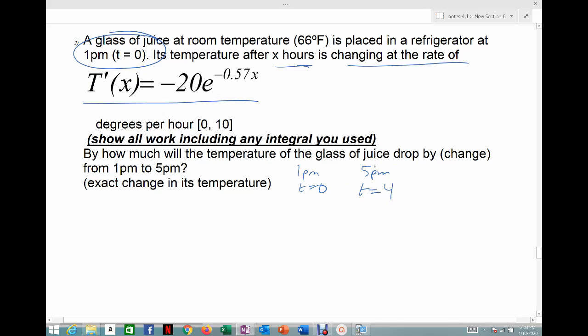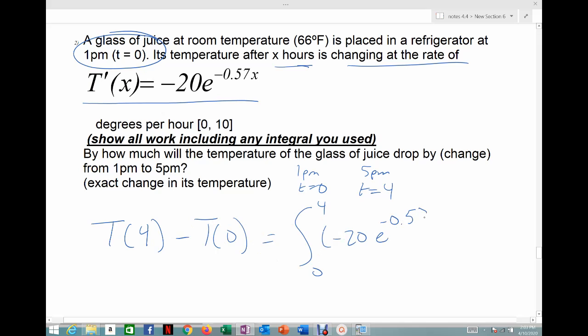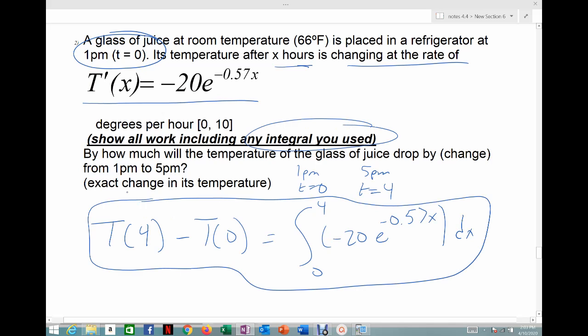5 p.m. is 4 hours after that. So I'm looking for the change in temperature over the first 4 hours it was in the refrigerator. So the change in temperature from 0 to 4 is the integration from 0 to 4 of that rate of change function. All right, and so this is the integral that we have to use. So there's my integral that I want to see, and then you may solve it graphically.